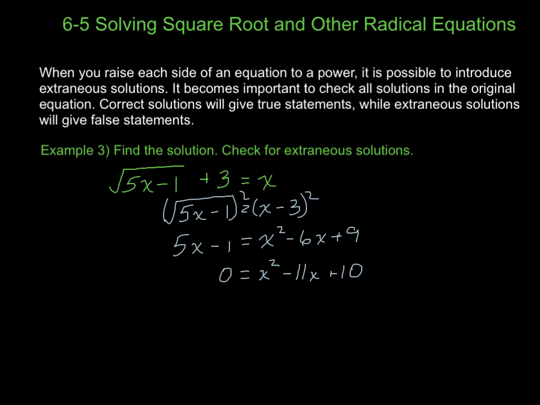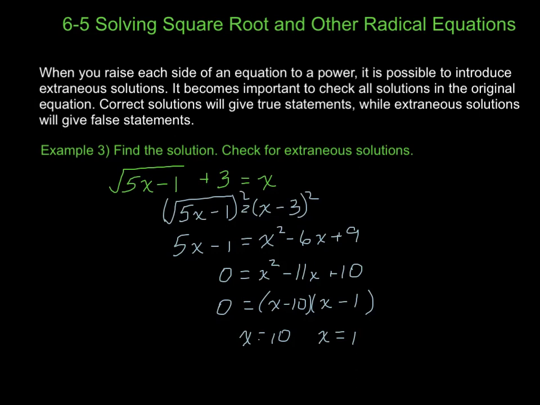So we need two numbers that are going to multiply to give me 10 and add to give me 11. That'll be 10 and 1, so x minus 10, x minus 1. Solving both of these for x, we'll get x equals positive 10 and x equals 1. But like we said, it's possible that we just introduced an extraneous solution, so we have to check our answers. Plug back into the original equation.